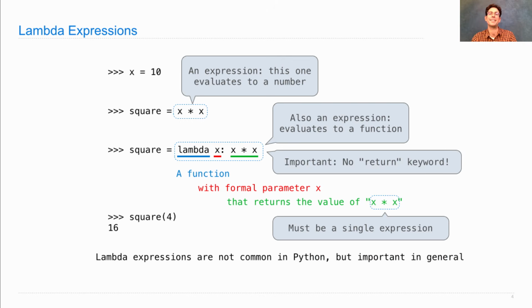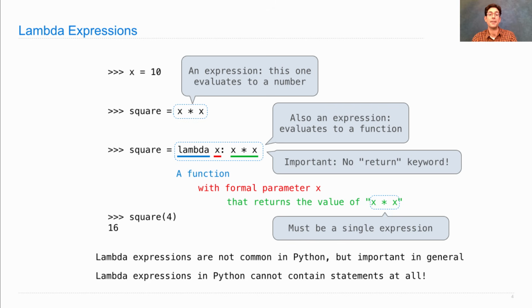Now, lambda expressions are not particularly common in Python. It's more common to use a def statement. But they are really important in general, and in some programming languages, they're totally fundamental. In other programming languages that didn't have them for a long time, they're starting to appear, because people have realized just how wonderful a lambda expression is.